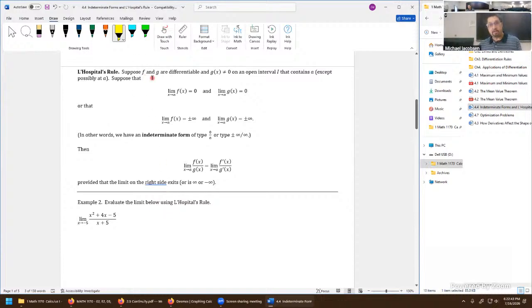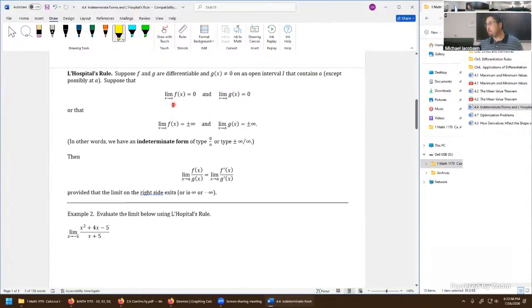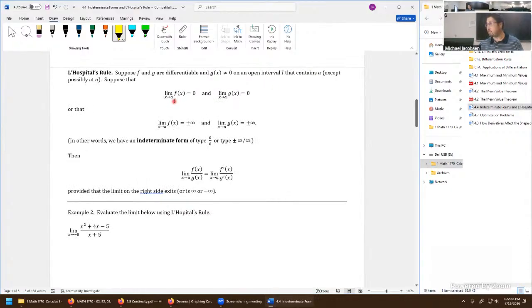We say f and g are differentiable functions, which fits this chapter. This is applications of the derivative. g of x is not equal to 0 on some interval that contains a. The role of a is that's where the limit is heading towards. x is tending towards a. Now it says suppose that the limit of f is 0 and the limit of g is 0. When we say that, because we're looking at f of x over g of x, we're thinking indeterminate type 0 over 0.